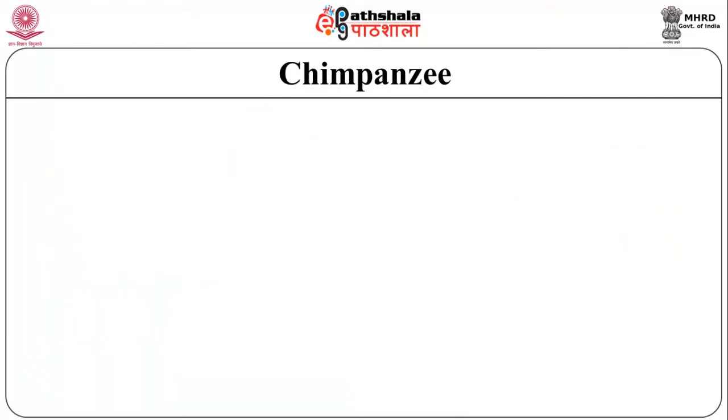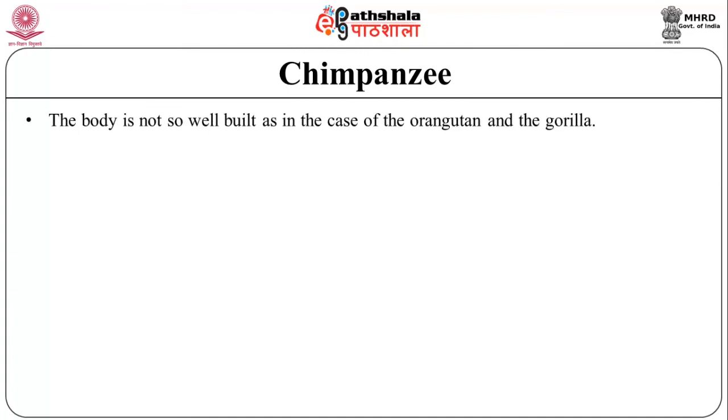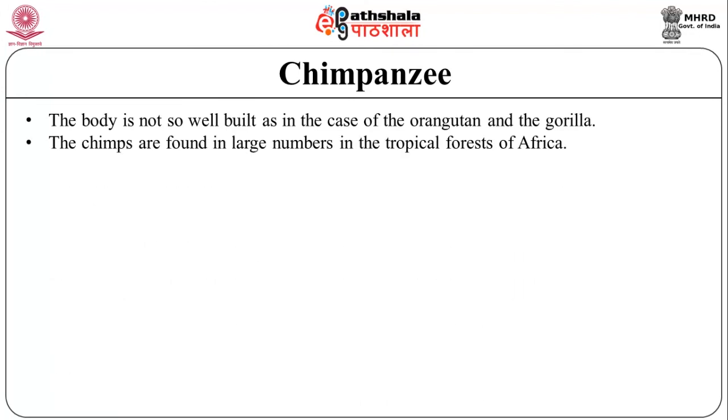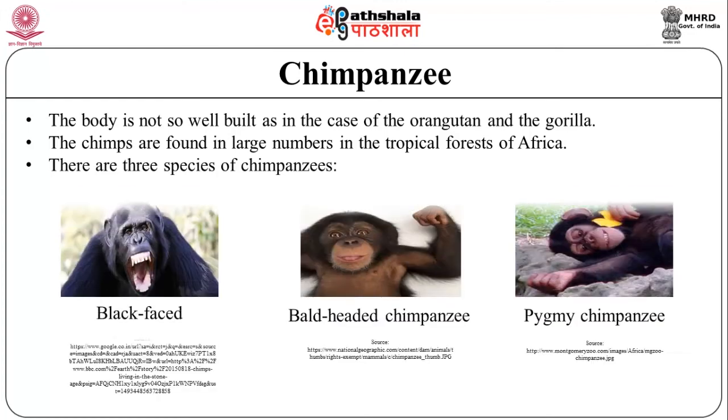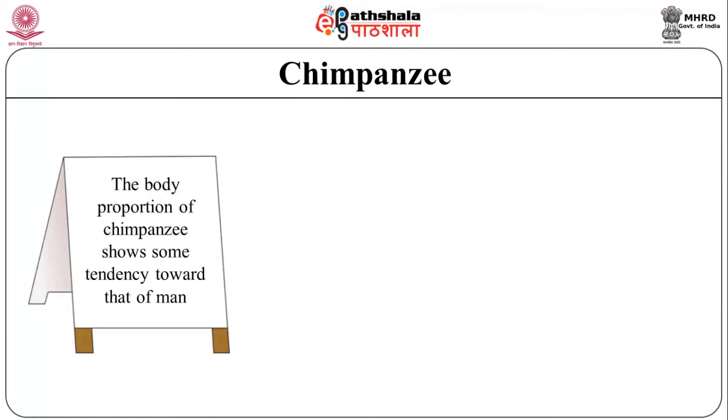Let us see chimpanzee. The body of the chimpanzee is not so well built as in the case of the orangutan and the gorilla. The chimps are found in large numbers in the tropical forest of Africa. There are 3 species of chimpanzees: the common chimpanzee, the black-faced, bald-headed chimpanzee, and the pygmy chimpanzee. The body proportion of chimpanzee shows some tendency towards that of man.